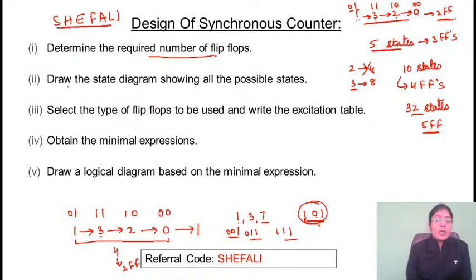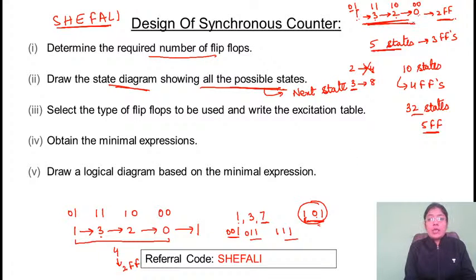Now, whatever input is given to you, according to that, draw the state diagram, which will be showing all the possible states. Right? What is the purpose of making a state diagram? It will tell you what will be the next state. For example, if this is the sequence, 1 is represented as 0 1. What is the next state? After 1, it is going to 3. That can be represented as binary of 3 is 1 1.